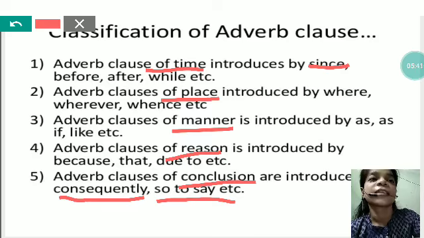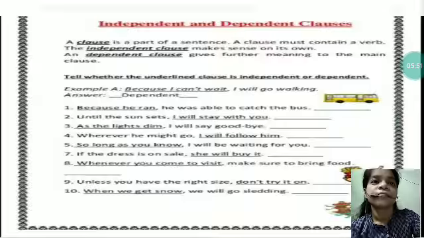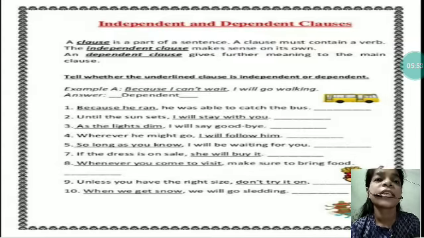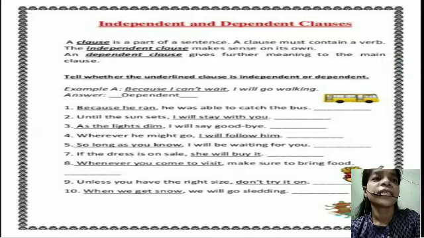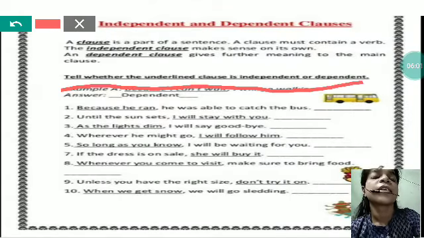And some words are given here. If these words are there in a sentence, then you can identify which type of adverb clause it is. Now some sentences are given here. You have to tell whether the underlined clause is independent or dependent.